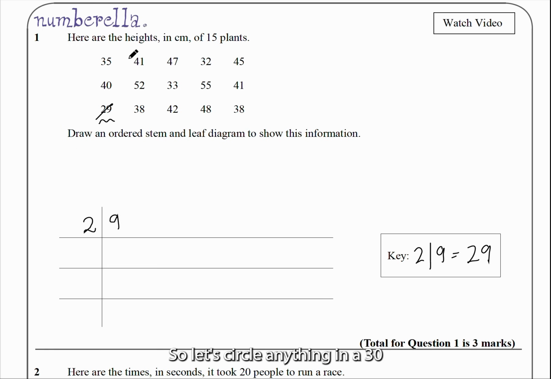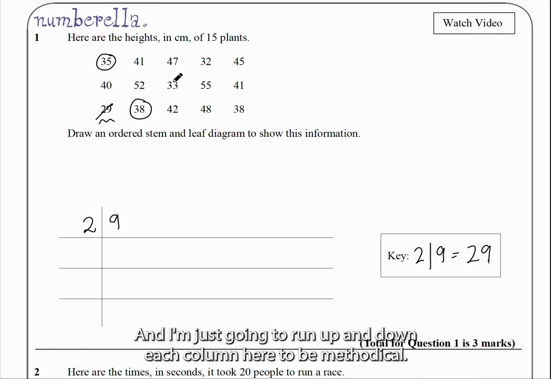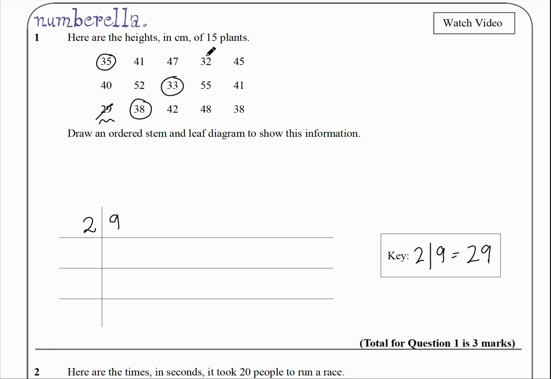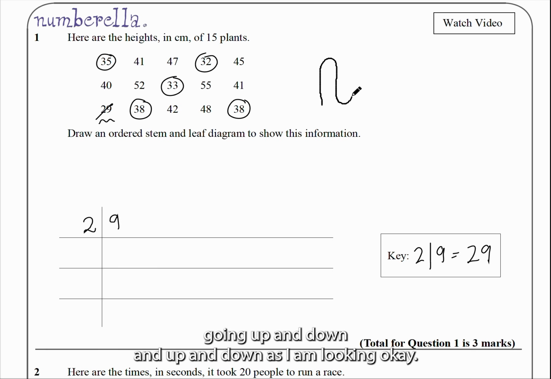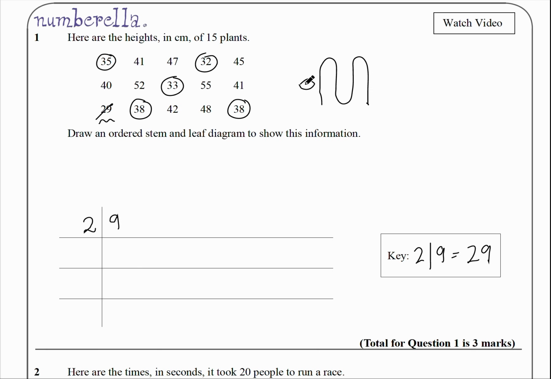So let's circle anything in the 30s. That's 35, 38. And I'm just going to run up and down each column here to be methodical. And then a 32, and then a 38 there. So those are our 30s data. Being methodical, searching for things, I'm just going up and down as I am looking. There we go.